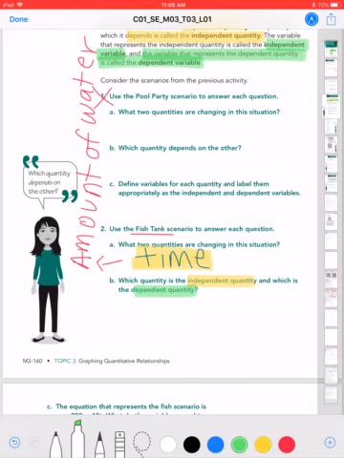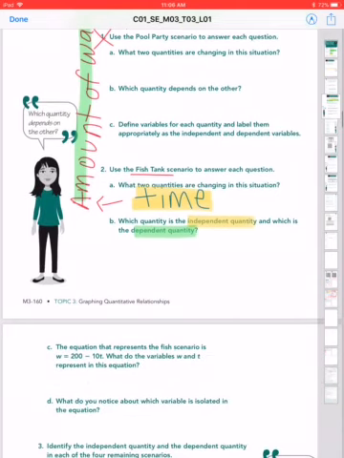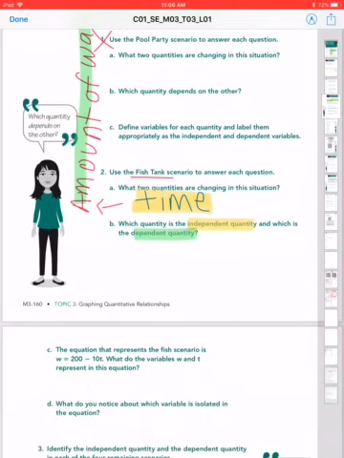So that leaves our dependent quantity being the amount of water that was left in the tank. And it makes sense, the amount of water that was in the tank kept going down depending on how much time passed. So time did not depend on anything, and the amount of water depended on how much time passed. And that is the main thing that we're learning for this lesson.